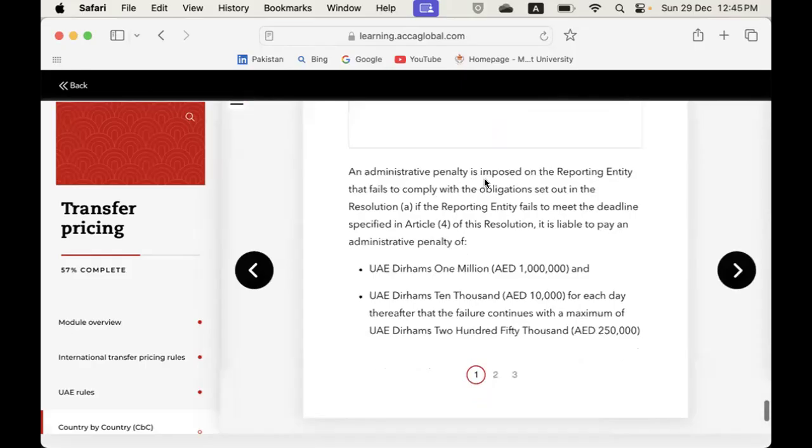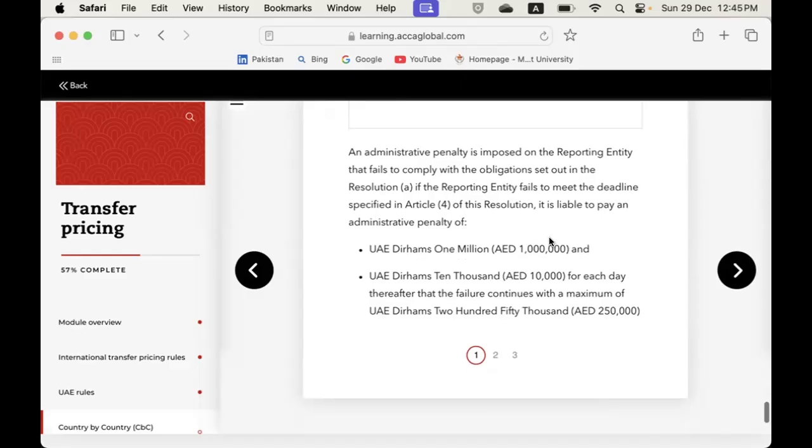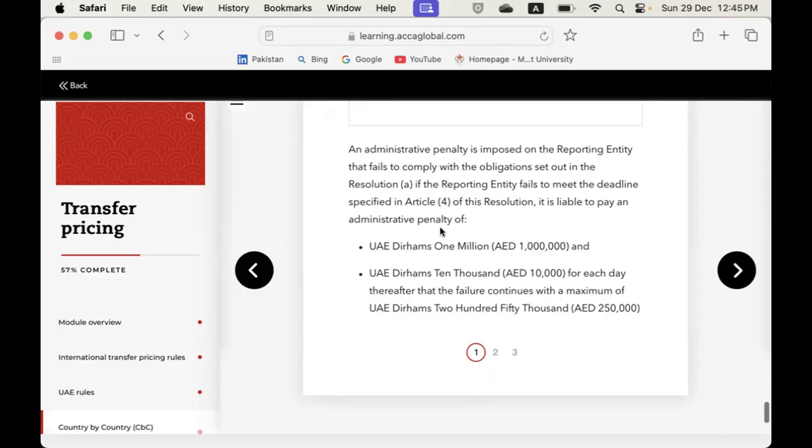An administrative penalty is imposed on the reporting entity that fails to comply with the obligations set out in the resolution. If the reporting entity fails to meet the deadline specified in the resolution, it is liable to pay an administrative penalty of 1 million dirhams.